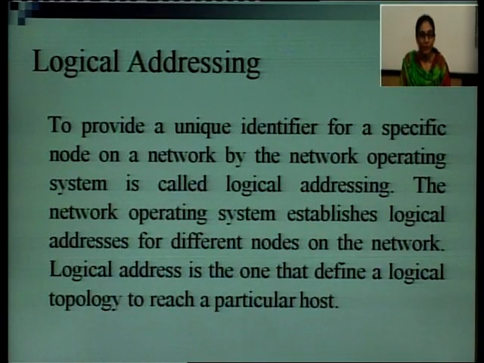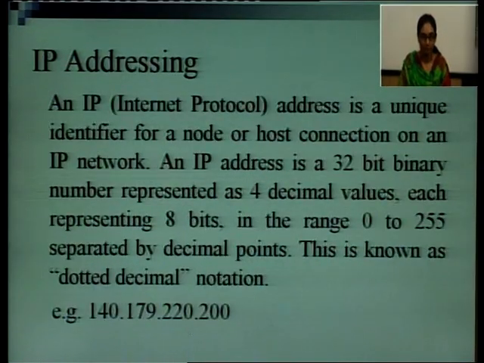Providing a unique identifier for a specific node on the network by the network operating system is called logical addressing. The network operating system establishes the logical addresses for the different nodes present on the network. So logical addressing defines the logical topology which is used by a host to reach a particular host on the network. Now the main topic is IP addressing.